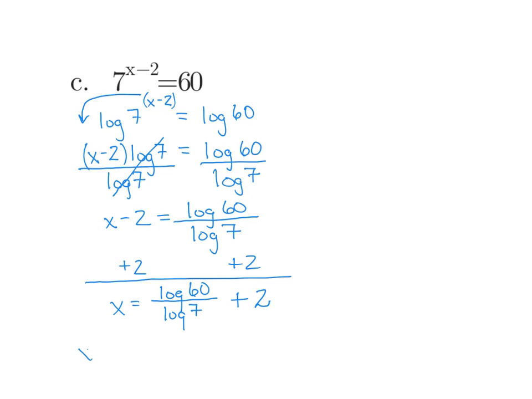When we input this in our calculator, it should look something like this. Log of 60, close your parentheses, divided by log of 7, close our parentheses again, plus 2. Which should result in a final answer of 4.104. And we're done. Let's look at one more example.